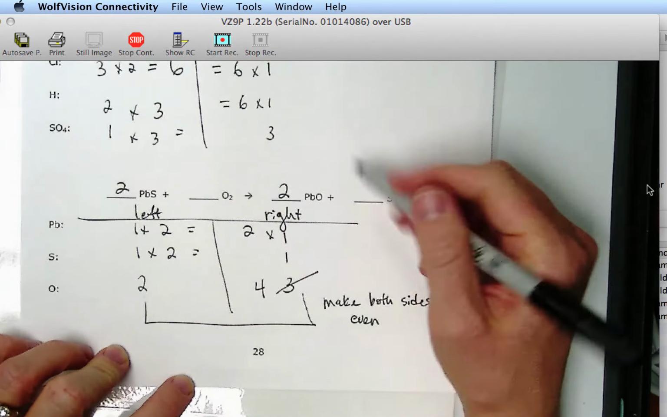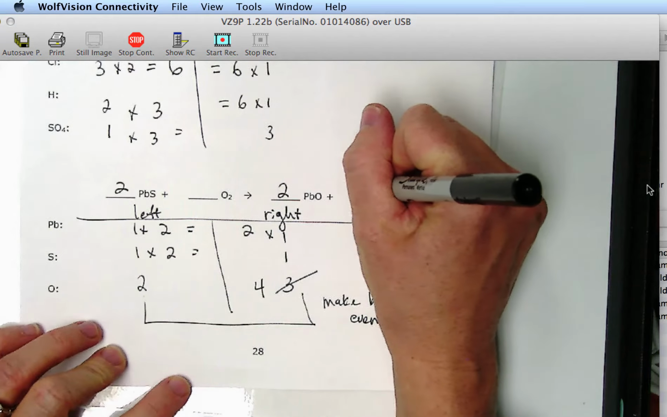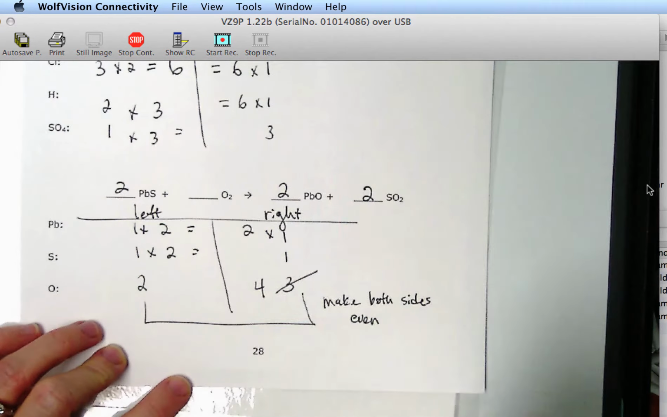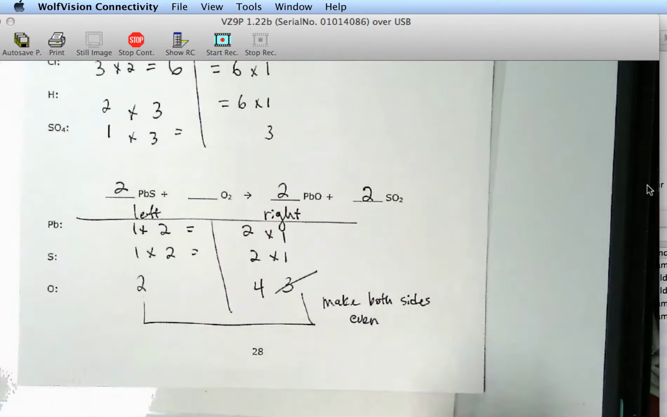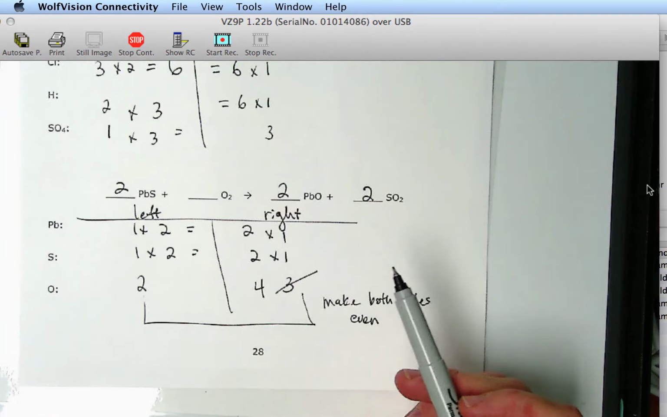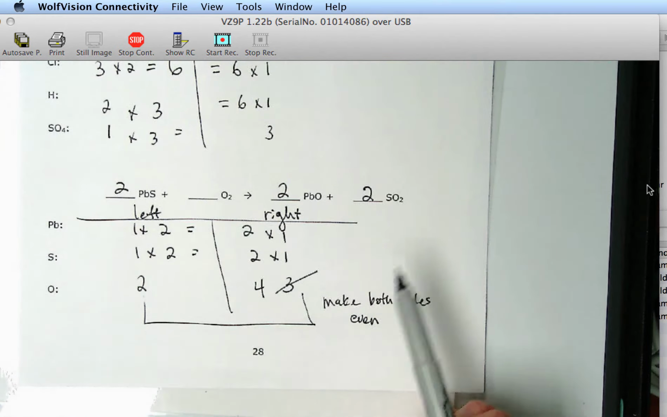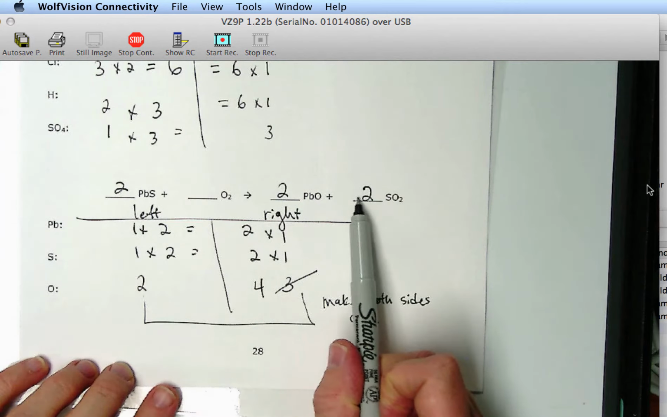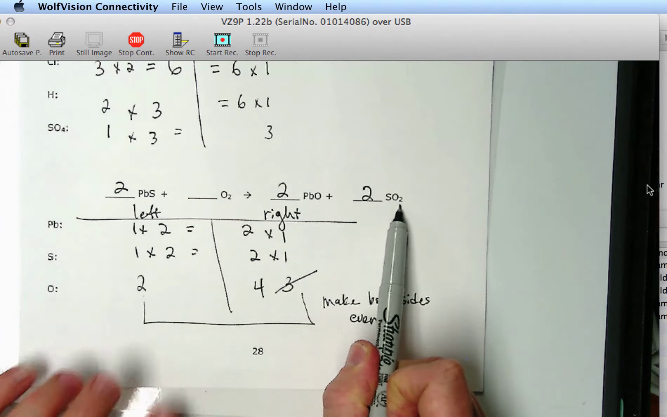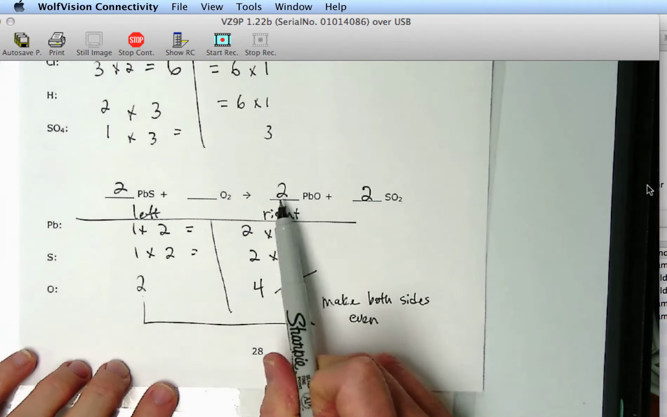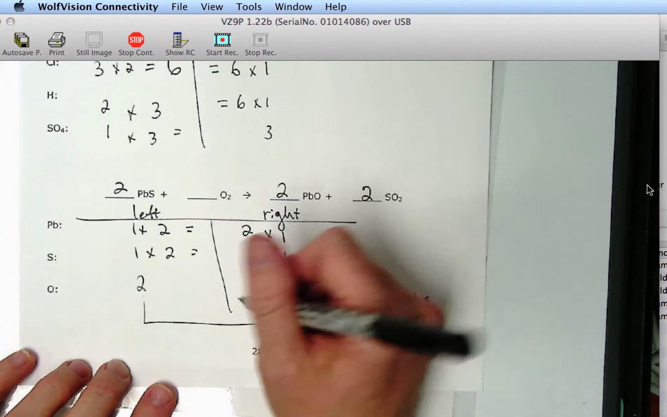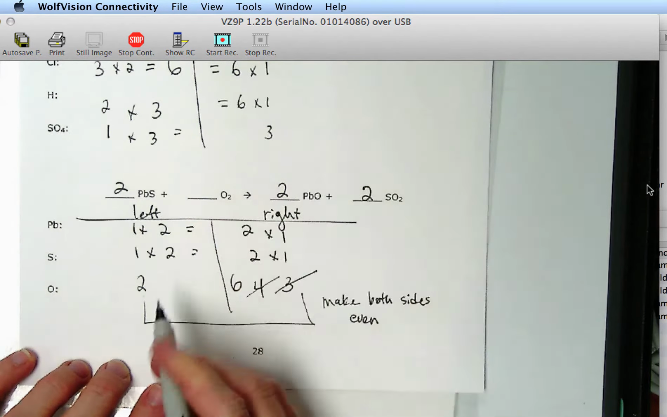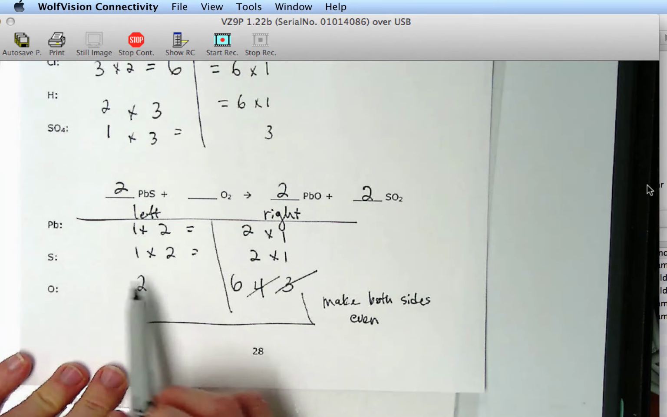If you come over here, you're going to have to put a 2 here. You put a 2 here, but then that 2 also impacts how many oxygens you have. Okay, so now let's tally up our oxygens. I have 2 times 2 gives me 4 plus 2 gives me 6. What do I need to multiply 2 by?